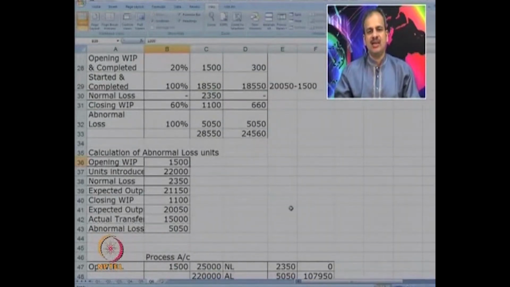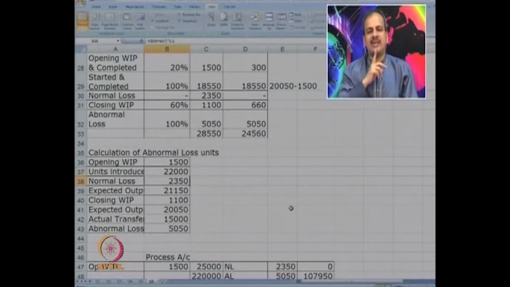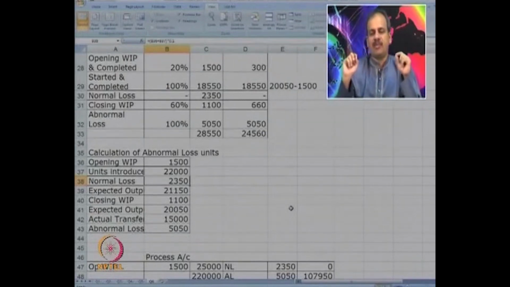So you can see the opening WIP is 1500, units introduced are 22,000. So we calculate the normal loss at 2350. I hope you remember how we are doing. We are taking opening WIP plus units introduced, so 23,500, 10% of that, so 2350. Expected output will be 23,500 minus 2350, which comes to 21,150.